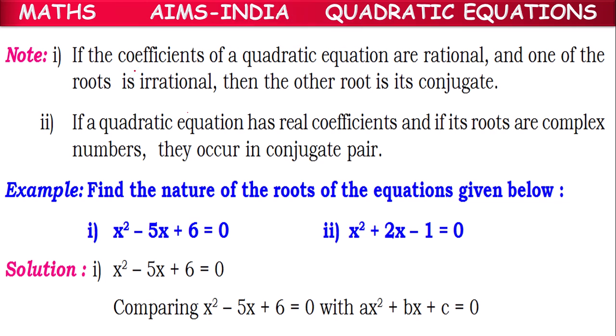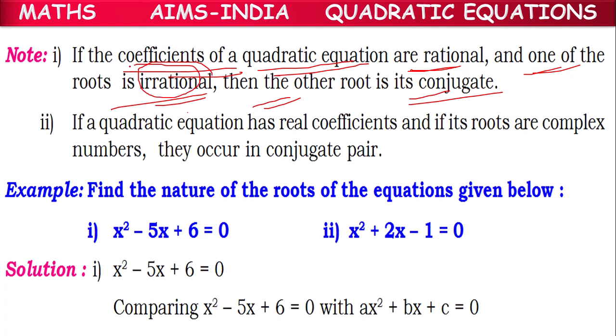Next one. If the coefficients of the quadratic equation are rational and one of the roots is irrational, then the other root is its conjugate. If one root is irrational, children, then the other root will be its conjugate. Means if one root is 4 plus root 3, the other root will be 4 minus root 3, so that if you multiply them, the root gets cancelled.